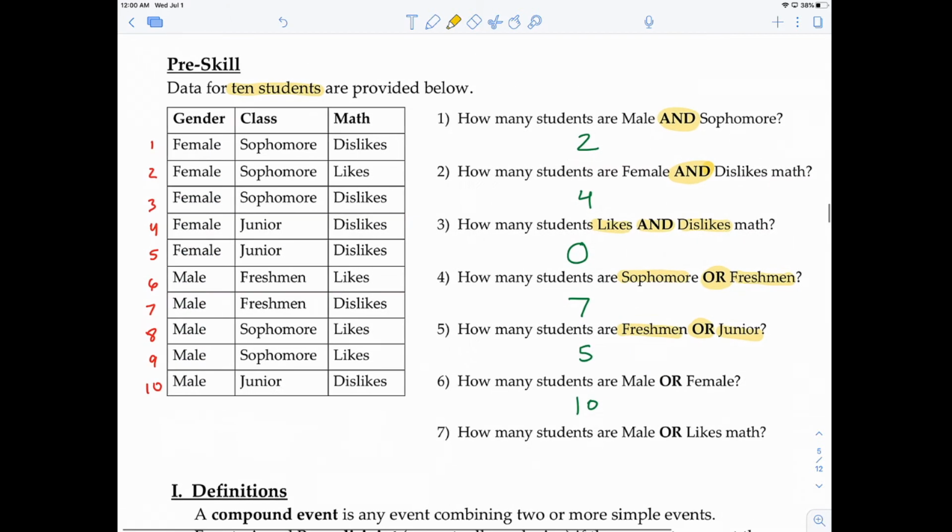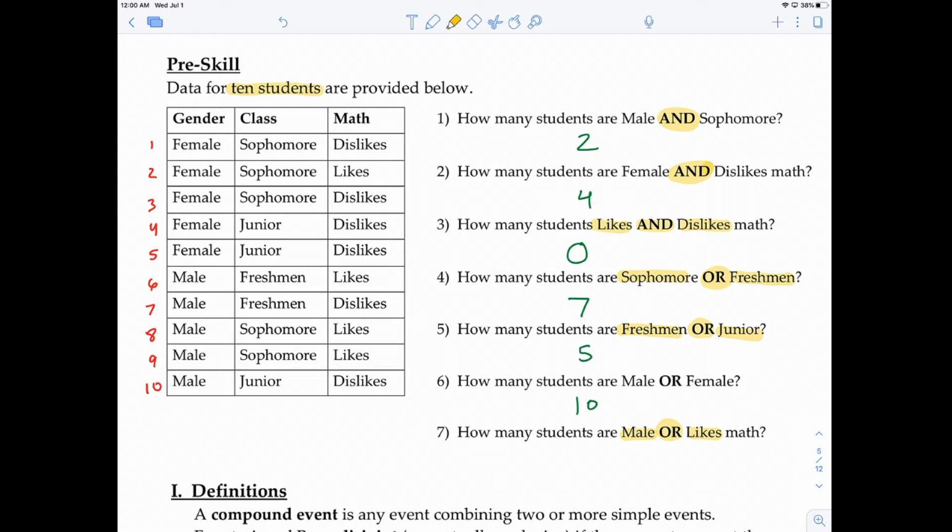Okay, and then finally, how many students are male or like math? So you've got to exhibit those 2 characteristics, one or the other or both, right? One or the other or both. And again, when we use or in this context, in probability, it's the inclusive or, meaning male or likes math or both are fine, right? You either are a male or you like math, or you are a male who likes math. You're okay as well. So this is an inclusive or.